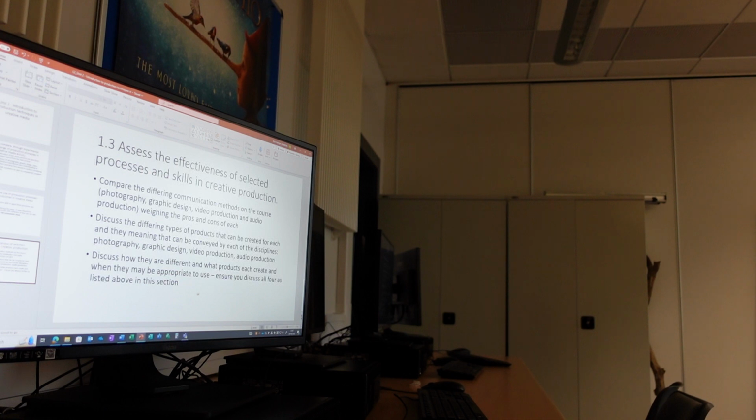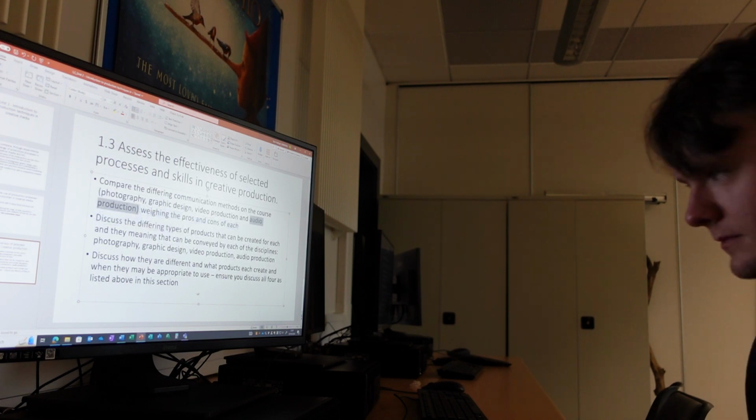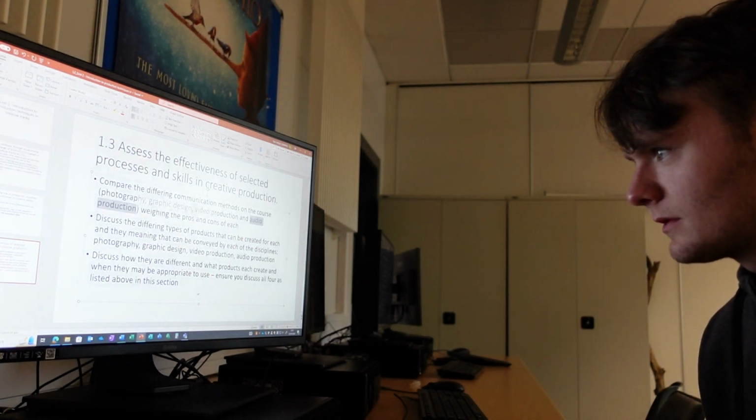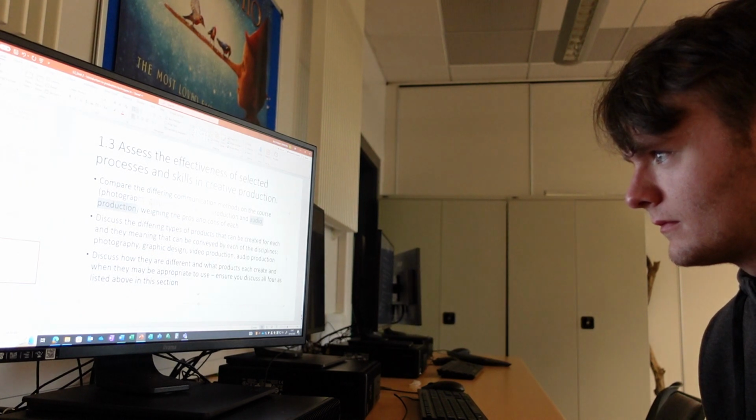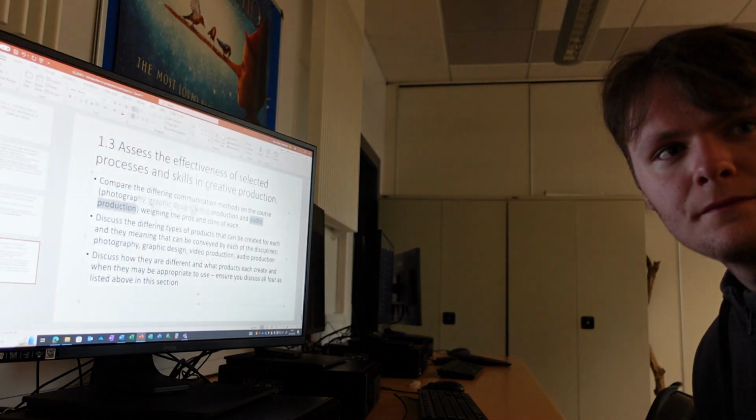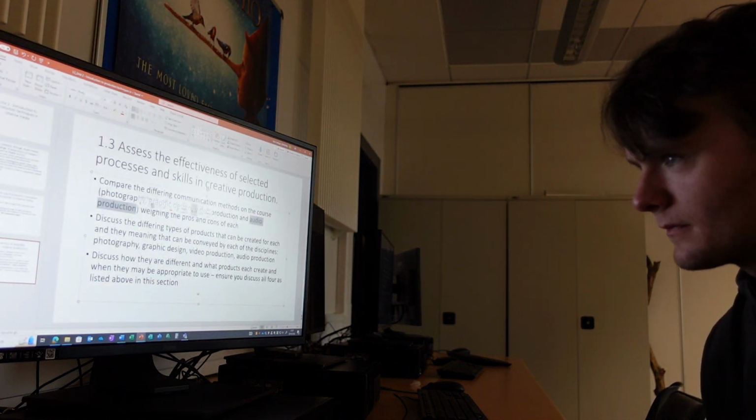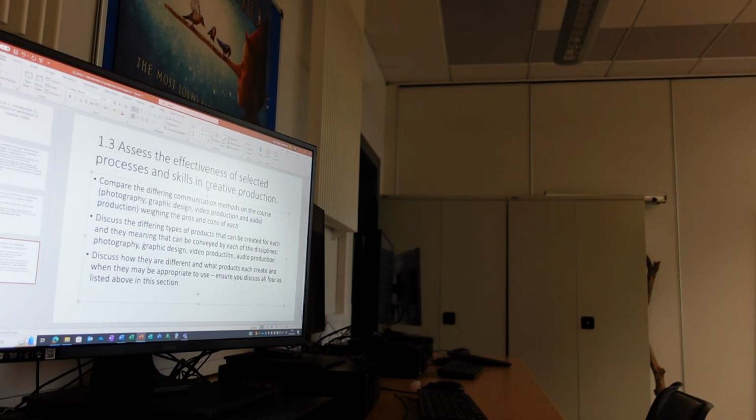And then 1.3 is assess the effectiveness of the processes and skills in creative media production. So you're talking about your photography and how effective your skills are. Graphic design, video production. We've only been doing the research and script writing yet, so maybe not be able to talk about that so much. And audio production, you've been talking about how good your audio production skills are, but it's probably a bit late in the day. You probably haven't been doing a lot of that because of a member of staff who's off at the moment. Certainly with graphic design, photography and script writing, you'll be able to talk about that, no problem.